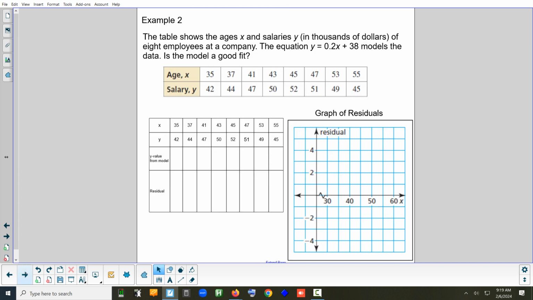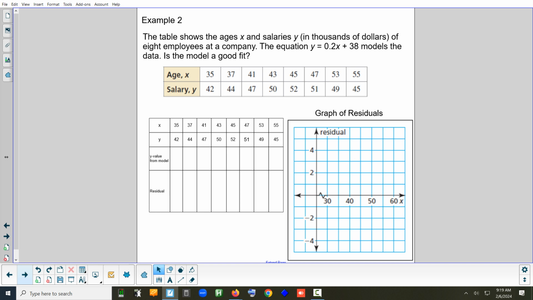All right, let's try one more. I'm going to let you guys try this one. Okay, so it says the table shows the ages and the salaries of 8 employees at a company. The age is how old the person is in years, and the salary is in thousands of dollars. So this doesn't mean they made $42. This means they made 42 what? 1,000, 44,000, 51,000.